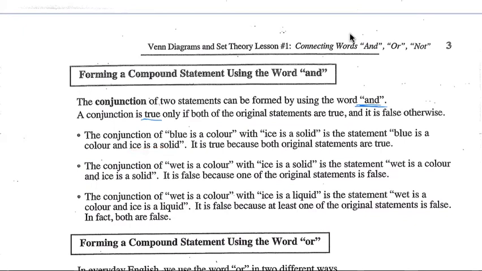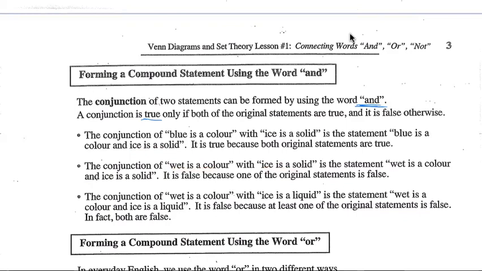The conjunction of wet is a color with ice is a solid is the statement wet is a color and ice is a solid. This would be a false compound statement, because only one is true. This one's true, this one's false. So because they're not both true, the overall compound statement is false.